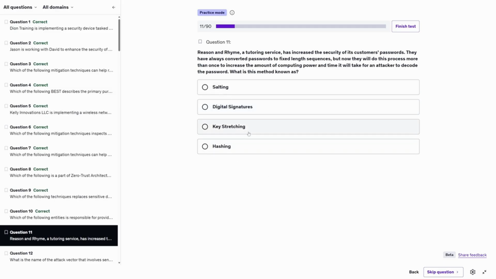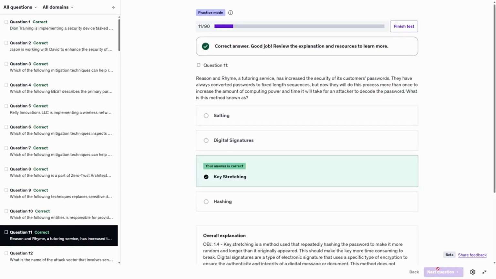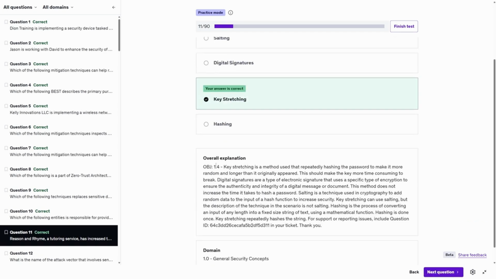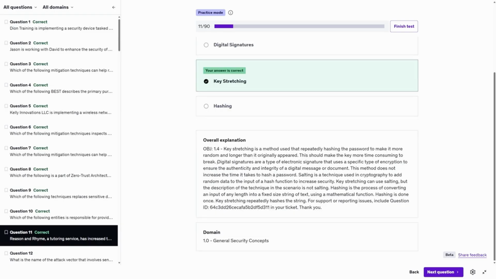The correct answer here is kind of in the name, and that is key stretching. Key stretching is a method that repeatedly hashes the password to make it more random and longer than it originally appeared. This should make the key take longer to break. Digital signatures are a type of signature that use a specific type of encryption to ensure the authenticity and integrity of a digital message or document.